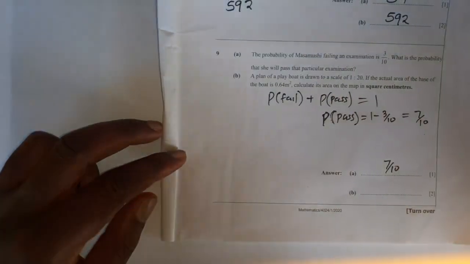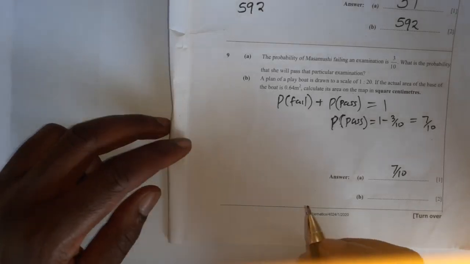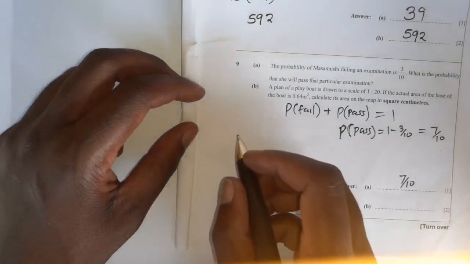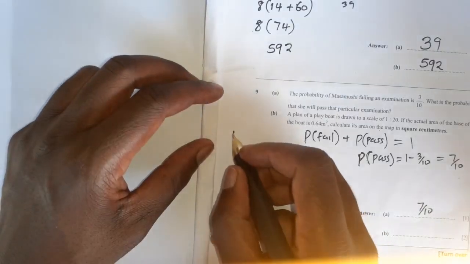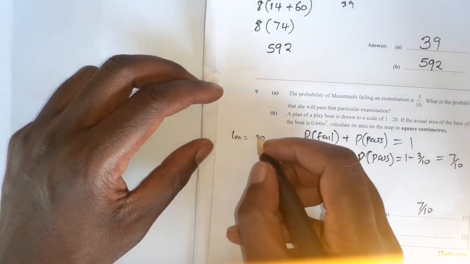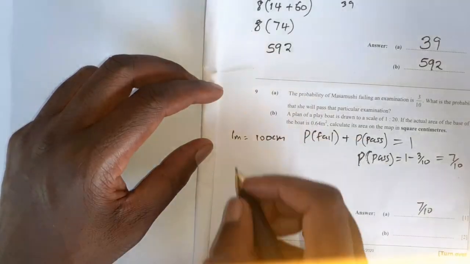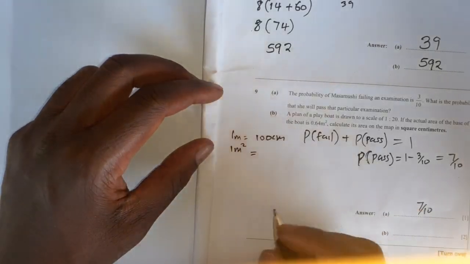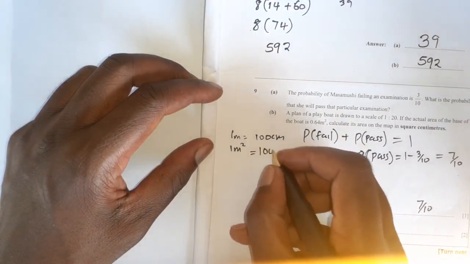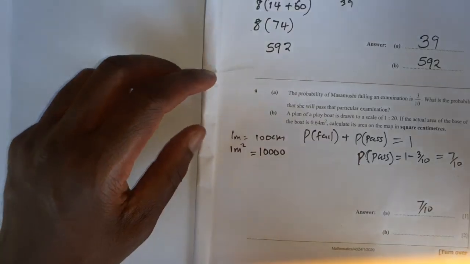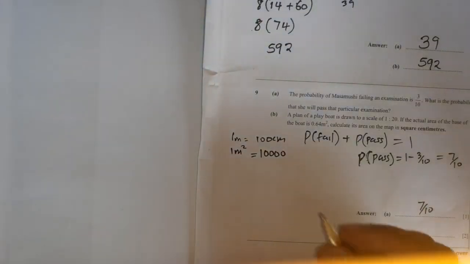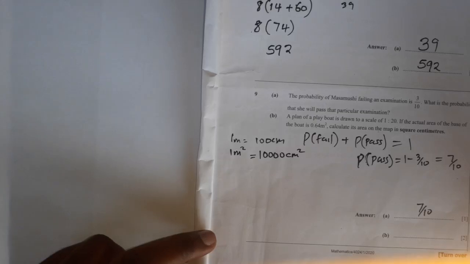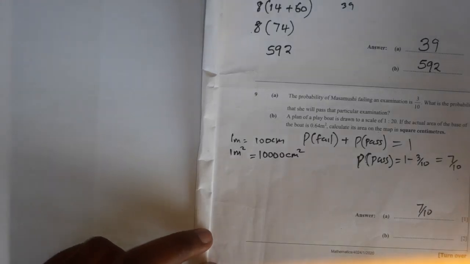Okay, so here there's one thing that we are supposed to understand, and it's very important. The first thing that we're going to do is say 1 meter is equal to 100 centimeters. Then when we square this meter here, we also need to square this side. So what are we going to get? We're going to get 10,000 centimeter squared. So 1 meter squared is equal to this. You must understand that.